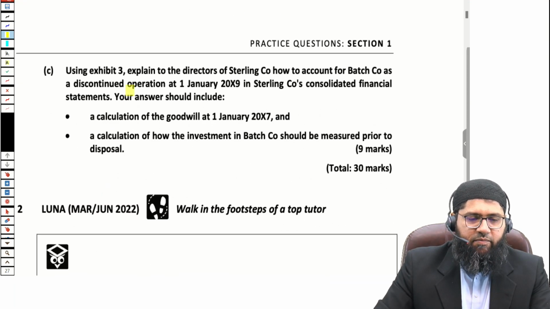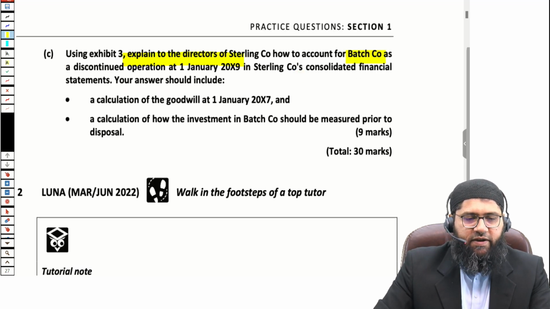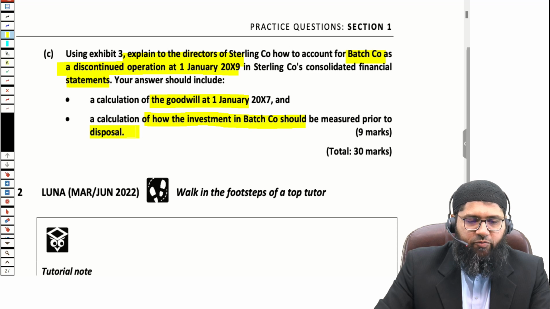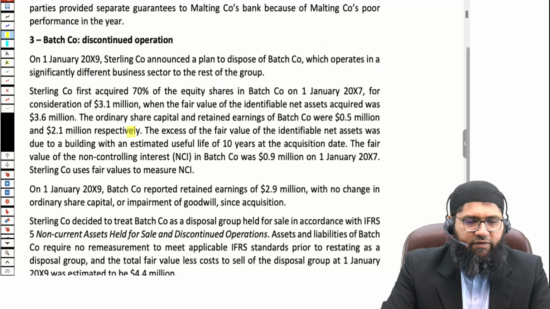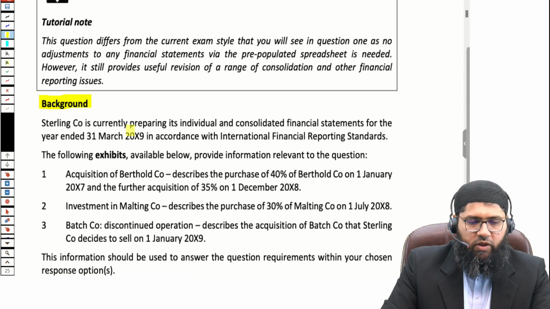Then exhibit number 3: explain to the directors of Sterling company how to account for Batch company as a discontinued operation at 1st January X9 in Sterling company's consolidated financial statements. Your calculation should include the calculation of goodwill, and the calculation of the investment should be measured prior to the disposal. Now, this is all that we have to do. Let's just try to understand this and go through it.